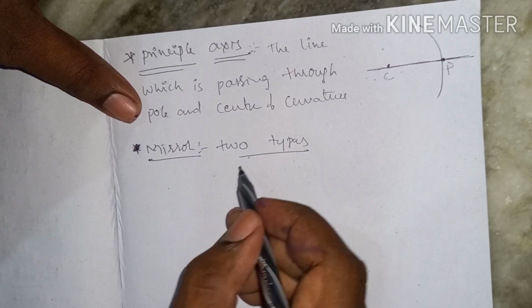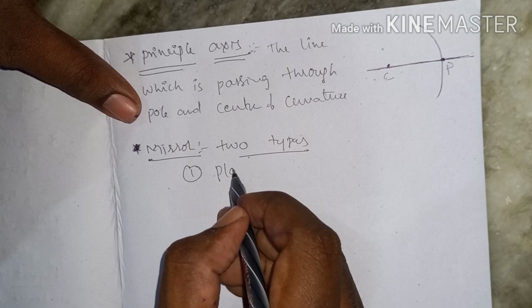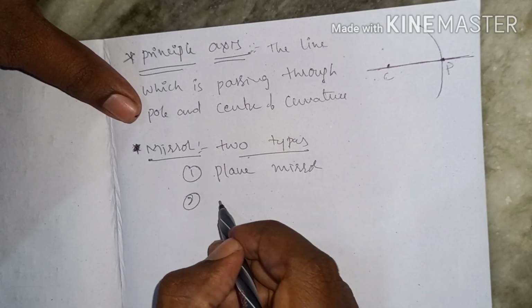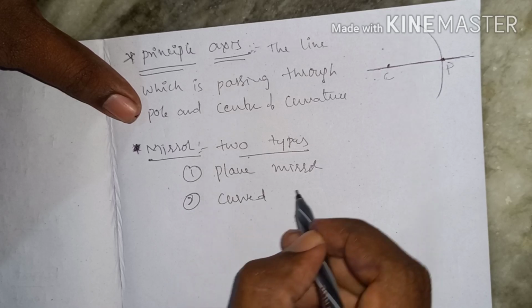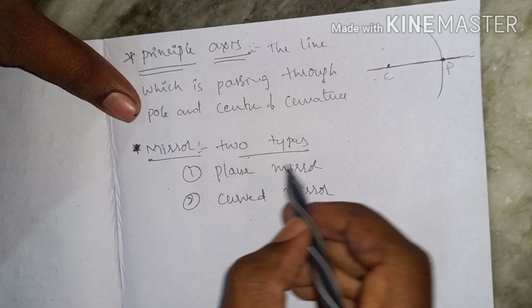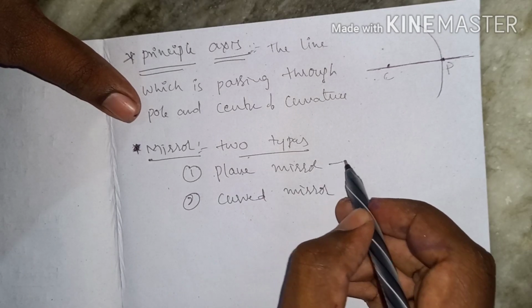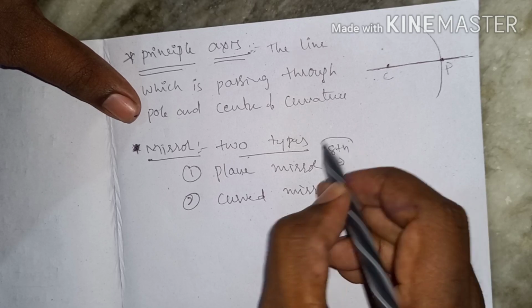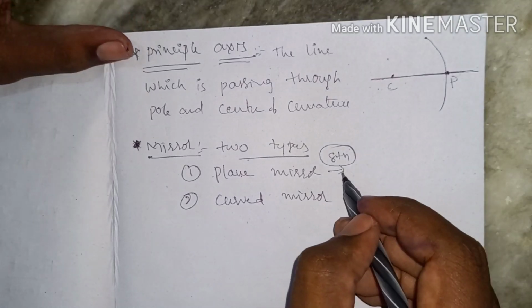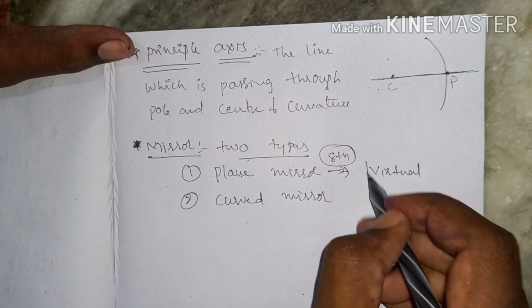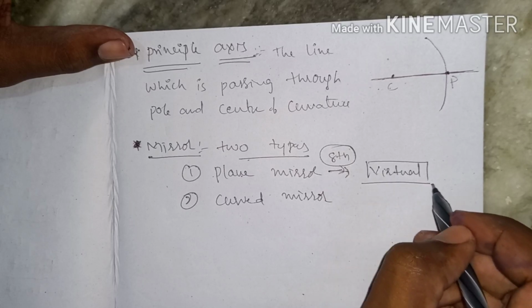One is the plane mirror. The second one is the curved mirror. Plane mirror, curved mirror. Plane mirror, I think you studied in 8th class. A plane mirror always shows a virtual image.